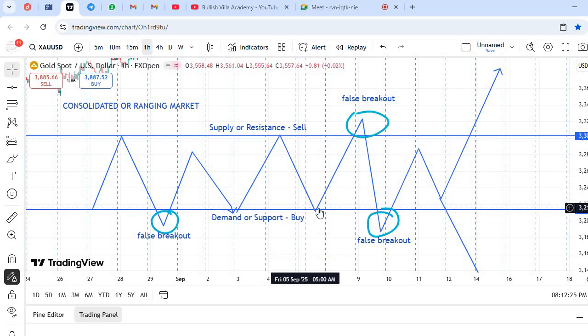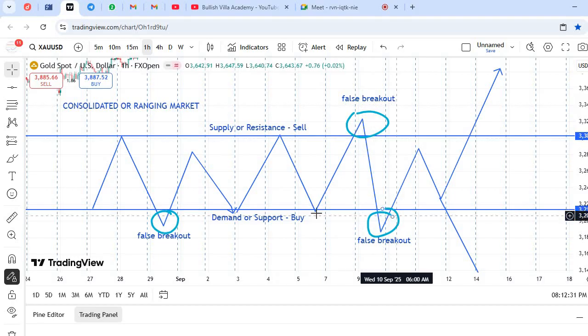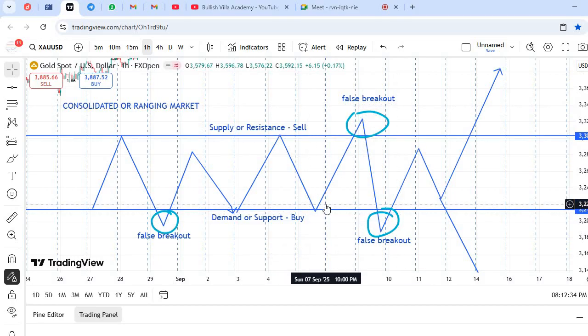As it's going up again, you already bought from here. Don't forget, you are buying low and selling high. You are buying when the price is low, and once the price is high, you want to sell.